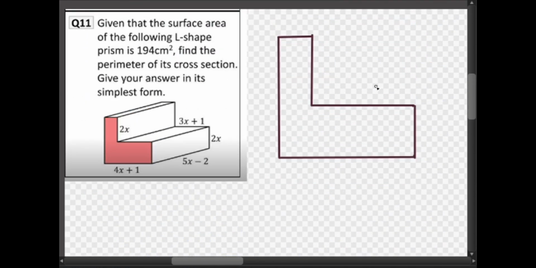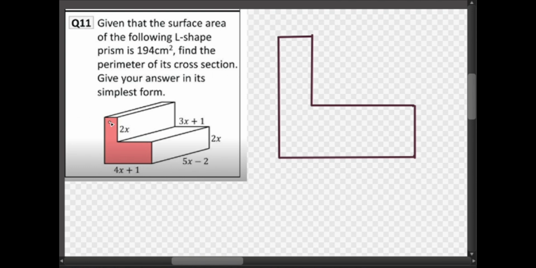Now moving on to the last question, it says that given that the surface area of the following L-shaped prism is 194 cm squared, we need to find the perimeter of its cross section. So the cross section is basically the red part here, and we need to give the answer in its simplest form. Okay, so first we can find the perimeter of the cross section.